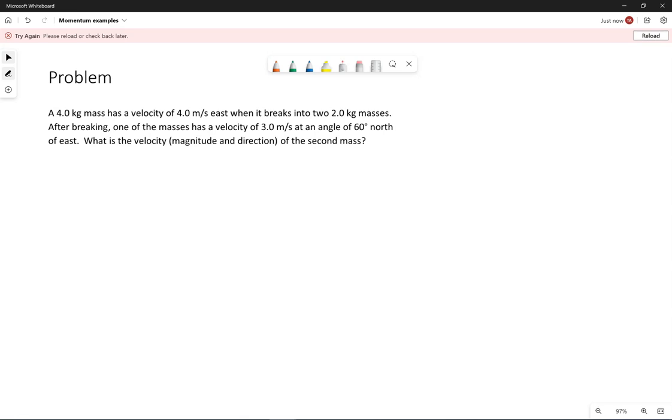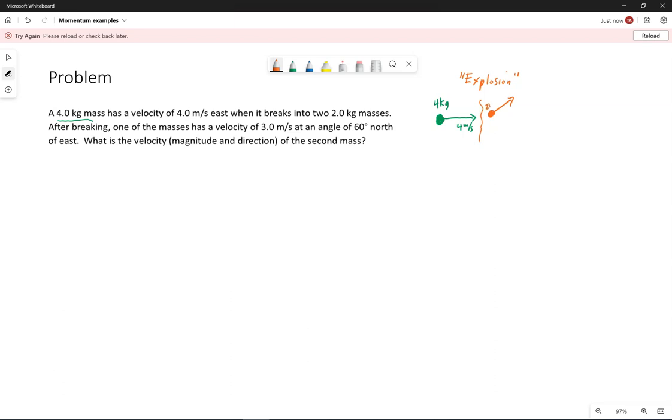Right, another example here. We have a 4 kilogram mass. I'm going to draw it to the right. So this 4 kilogram mass is traveling to the right at 4 meters per second when it breaks into two 2 kilogram masses. Okay. So after the collision, actually it's not a collision, after this breaks apart, this is considered an explosion of sorts because this was one 4 kilogram mass and now it's 2 masses.